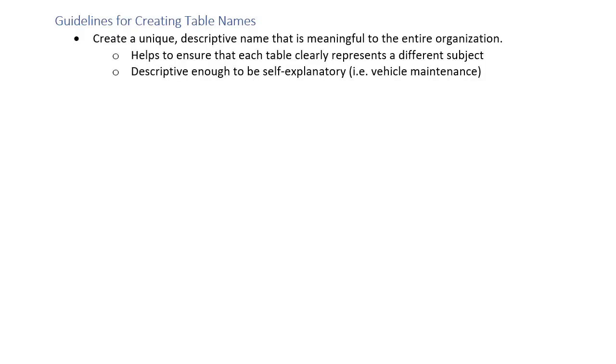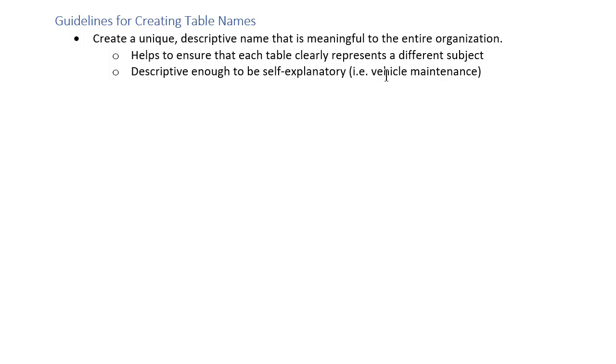So the first thing we're going to do is talk about some guidelines for creating table names. The table names need to be unique. They need to be descriptive and meaningful to everybody in the organization that might be looking at this database of the tables. Make sure that each table clearly represents a different subject and only one subject. You don't have multiple subjects in that one table. The name of the table needs to be descriptive enough to be self-explanatory.